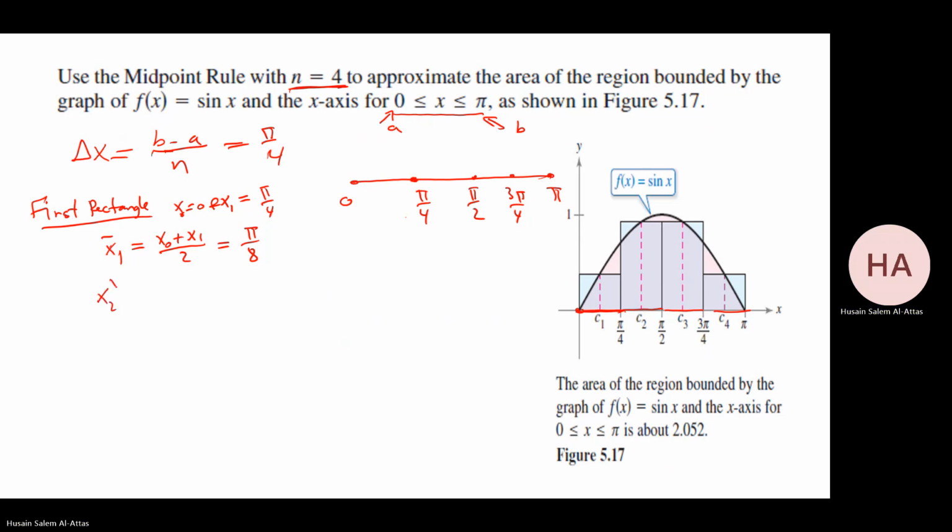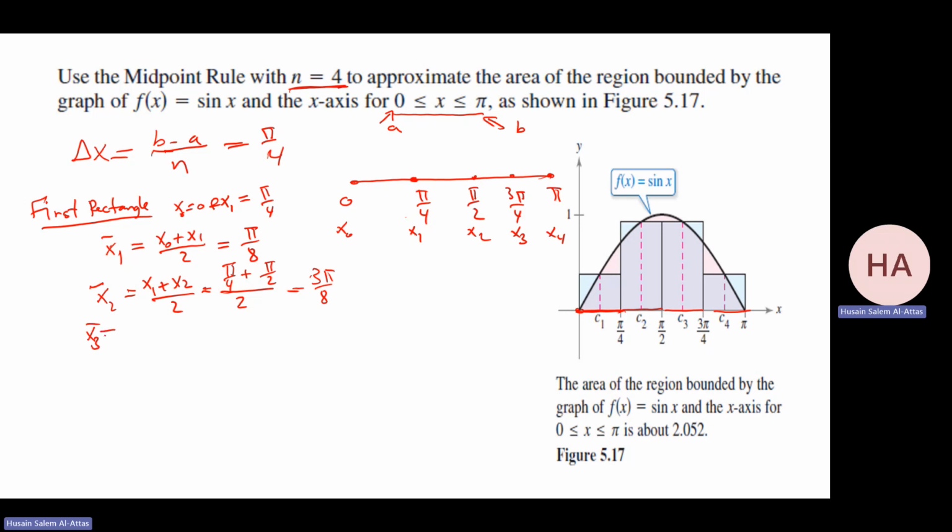x2 bar will be x1 plus x2 over 2. That will be x0, that will be x1, that will be x2, that will be x3, that will be x4. I think the idea is very clear. Now x1 plus x2, that will be pi over 4 plus pi over 2, over 2. This is 2 pi over 4 plus pi over 4, so that will be 3 pi over 8.